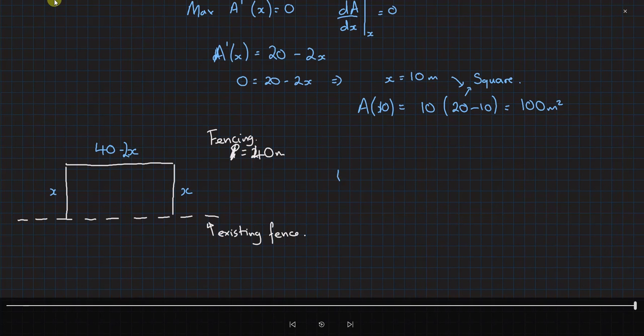Calculate an expression for the area, and that is going to be x times 40 minus 2x. Expand this expression out so that we get an expression for the area that we can differentiate. 40x minus 2x squared. Want to make this 0? Differentiate it first. Sorry. So A dash x is going to be 40 minus 4x.